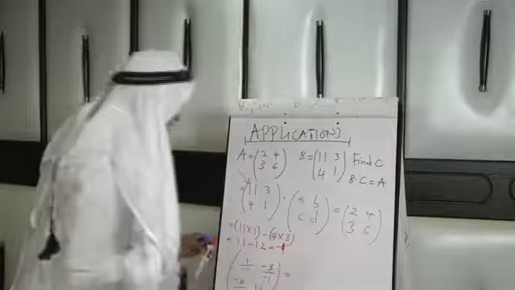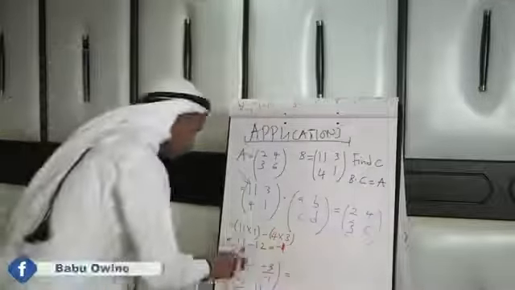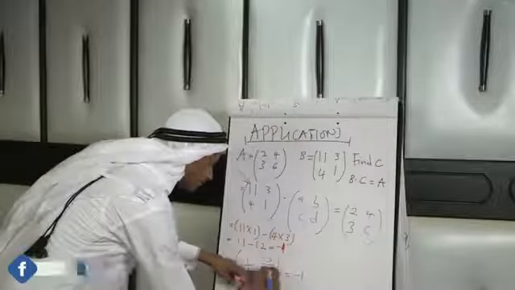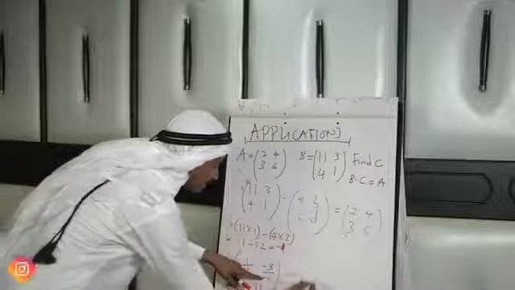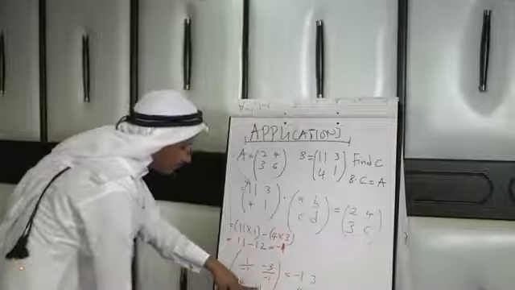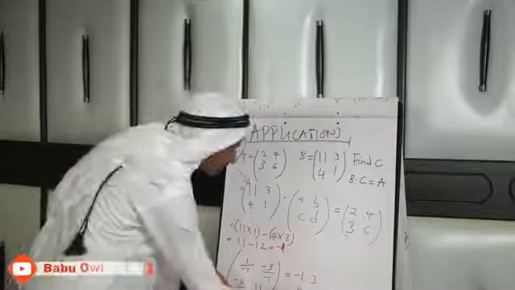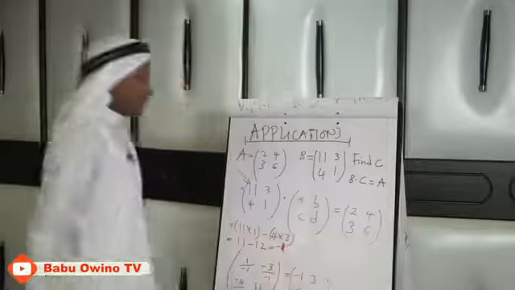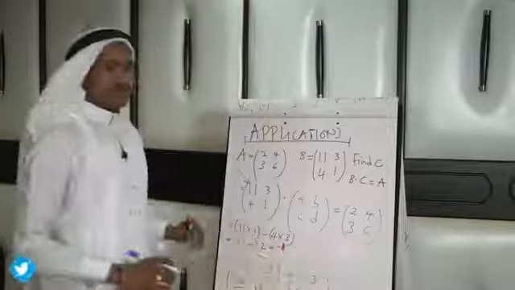What do we get? This comes to minus 1. Minus 3 divided by minus 1 is 3. Minus 4 divided by minus 1 is 4. Then minus 11 divided by minus 1 is minus 11. This is the inverse of A.